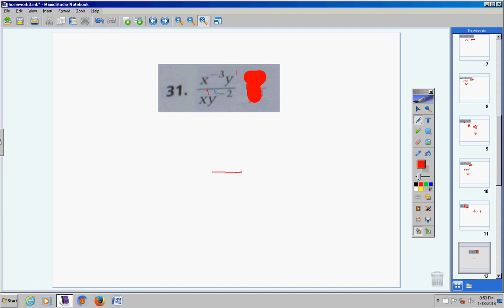So, I have an x being divided by an x. They're like bases, x divided by x. So put your like base here. Then I have negative 3 minus 1. Negative 3 minus 1, so I'll put a negative 4 here. Now I have a y divided by a y. Like bases. So whenever you're dividing like bases, you write the like base once up top.